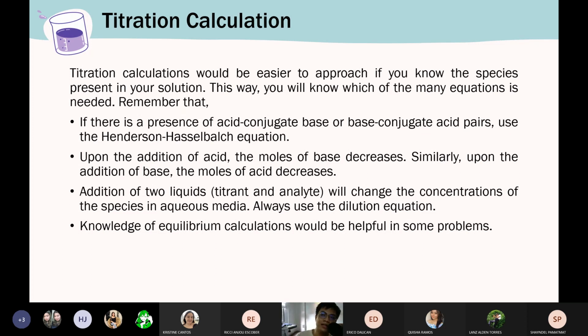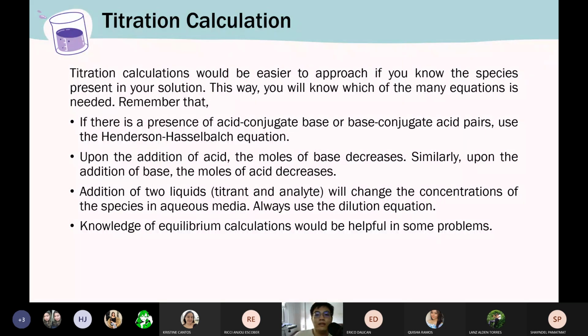Kasi kapag nag-add ka ng chemicals, pwedeng magkaroon ka ng acid conjugate base pair o kaya pwedeng base conjugate acid pair. And if that happens, pag may ganun ka, ibig sabihin may buffer system ka. So, if you have a buffer system, then the equation to be used to determine the pH of the solution is the Henderson-Hasselbalch. What's the Henderson-Hasselbalch equation again?